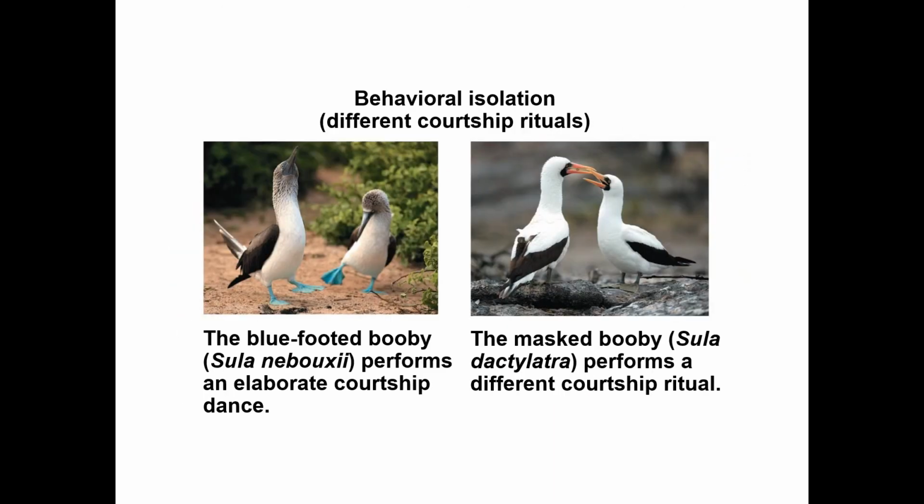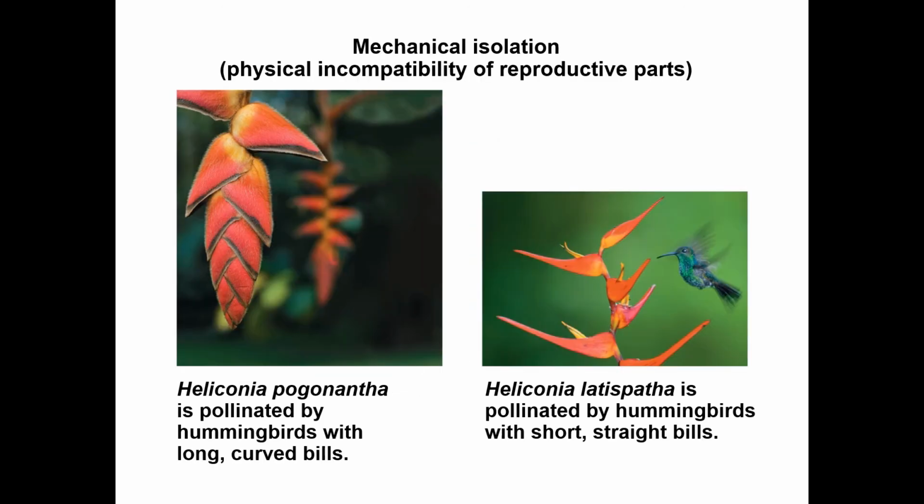Another example is behavioral isolation. This happens when different organisms have different courtship rituals. Examples are things like blue-footed boobies and masked boobies. The blue-footed booby does a dance involving its feet, and the masked booby does a dance involving its bill. If the male does the wrong dance for the wrong female, she won't be interested in him at all. This is very similar to human courtship when we think about it. Everybody likes what they like, and you have to know the right dance if you want to catch the girl or boy. Another form of separation is mechanical isolation.